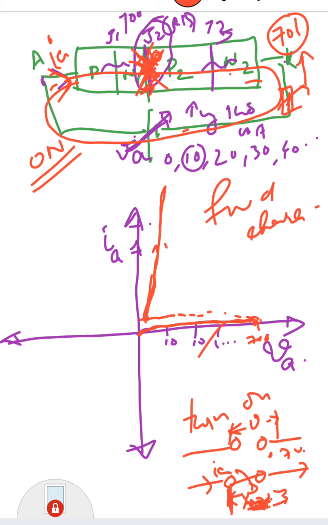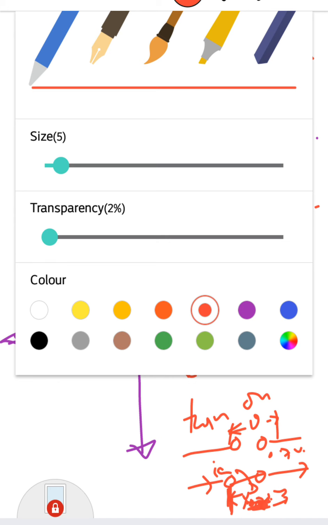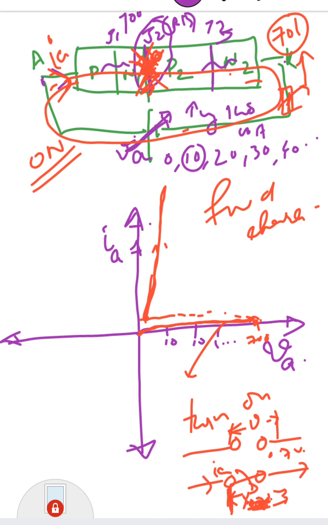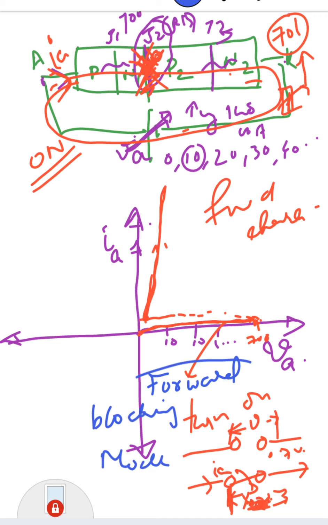Until 700 volt, the SCR was blocking the voltage. So it is called forward blocking mode. Why forward blocking? Forward means anode is positive and cathode is negative. That's why forward. Blocking mode means even though you are applying voltage, junction J2 blocks the voltage, so it's not conducting. That's the meaning.